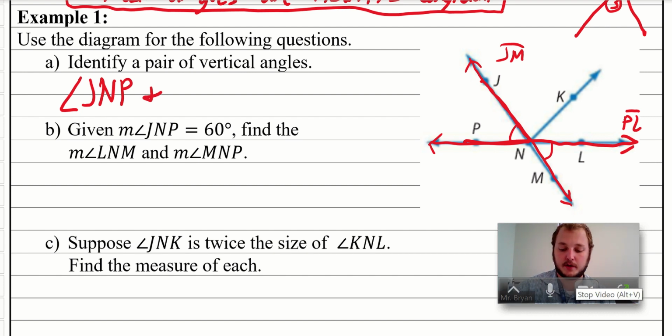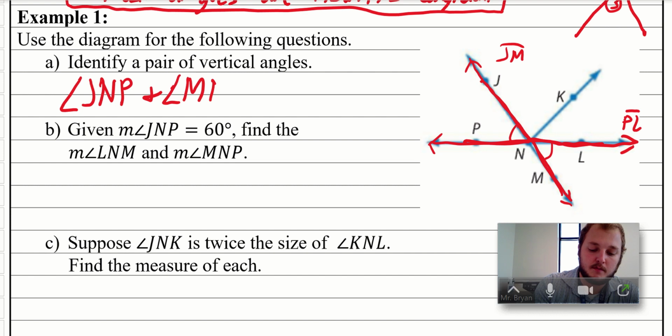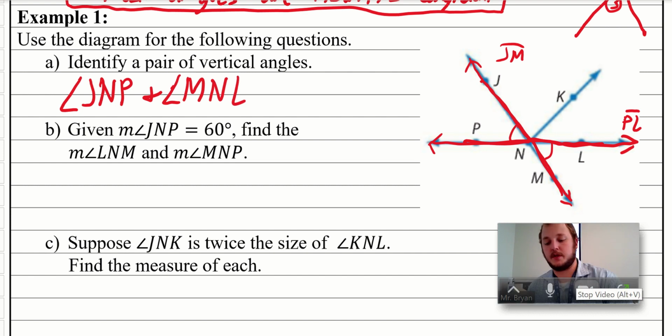And then angle, if I'm looking at the other one, there's a couple different ways to name this. We'll just say angle MNL. Starting at M, N is my vertex, and then going out to L. Okay, that would be my pair of vertical angles.